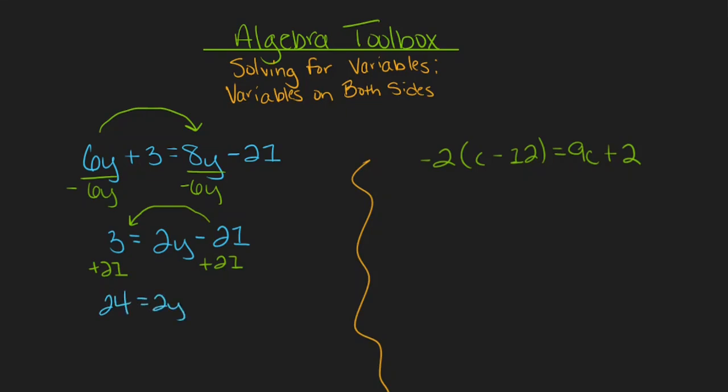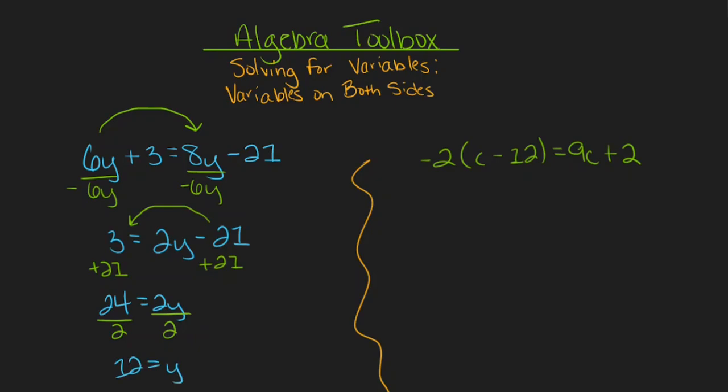Now I've gotten my equation to a point where I have numbers on one side, variables on the other, and the only thing that remains to be done is to break the relationship between 2 and y. I see that that relationship is a multiplication relationship, and so I'll break it with its opposite operation of division. So I'll divide by 2 on both sides, and that will give me 12 equals y.